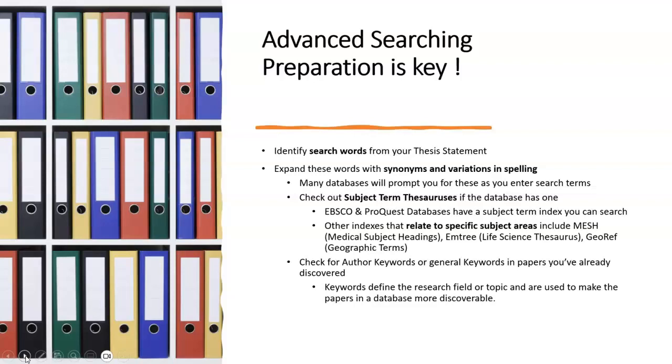Other indexes that relate to specific subject areas include MeSH, medical subject headings, Emtree, Life Science Source, or GeoRef, which looks at geographic terms, and you'll find those within a particular database. So Medline, for example, has MeSH, Embase has Emtree, and GeoRef has its own GeoRef index. Also, you can check for author keywords or general keywords in papers you've already discovered. Keywords define the research field or topic and are used to make the papers in a database more discoverable.